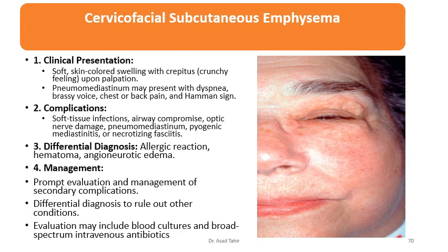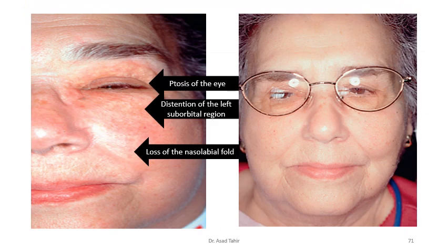Management: prompt evaluation and management of secondary complications. Differential diagnosis, to rule out other conditions. Evaluation may include blood cultures and broad-spectrum intravenous antibiotics. Close-up view reveals marked distension of the left suborbital region, with ptosis of the eye and loss of the nasolabial fold. There was marked crepitus upon palpation, but the patient was pain-free. She was placed on an antibiotic regime, as per the protocol. 2 days after the incident, the emphysema has resolved and the tissues are normal in color and texture.